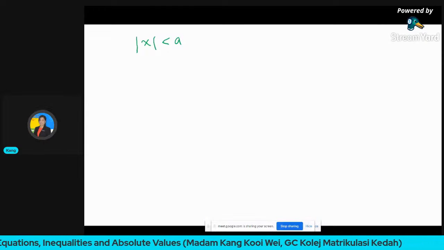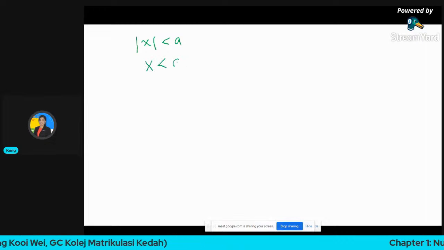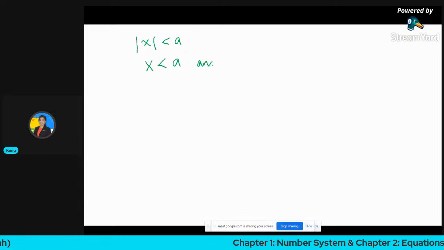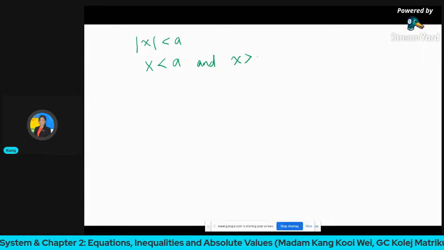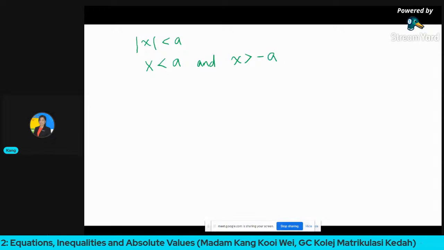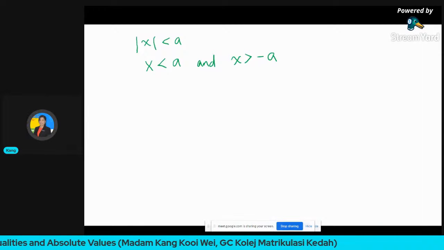When you open the modulus, we need to copy down x is less than a, the same, without the modulus. Less than sign is "and". Then for x, we change the sign. Just now it was less than, so change the sign to become greater than. Once we change the sign, we need to add negative a. This is the way how we memorize it.